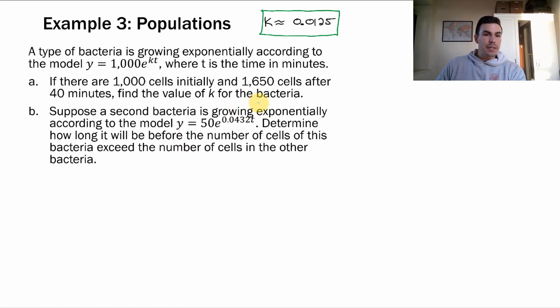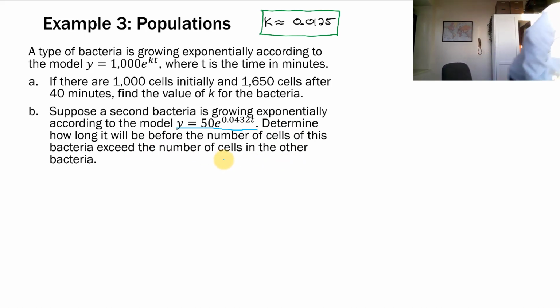Suppose a second bacteria is growing exponentially according to a second model. We're given y is equal to 50 e to the 0.0432t. Determine how long it will be before the number of cells of this bacteria exceed the number of cells in the other bacteria.